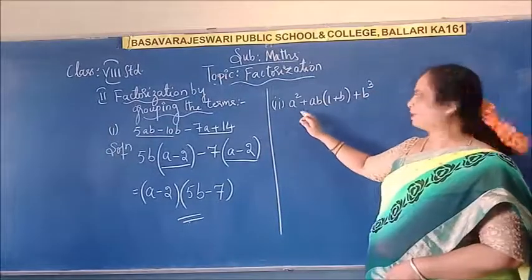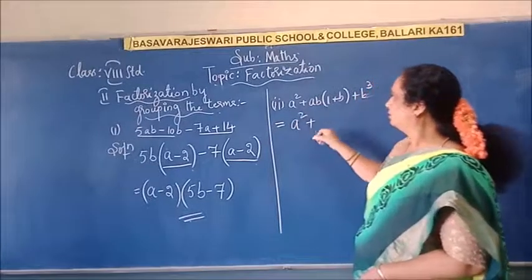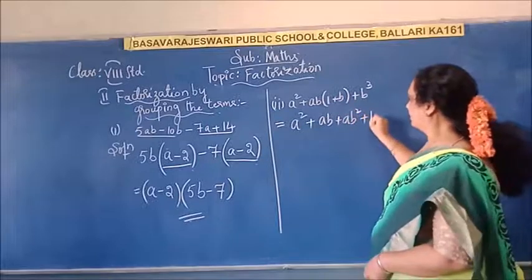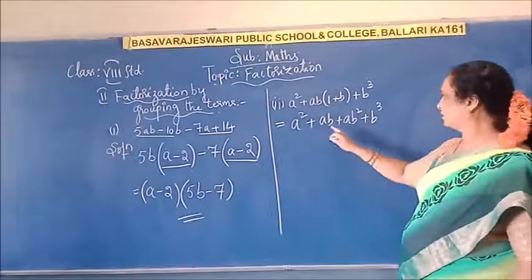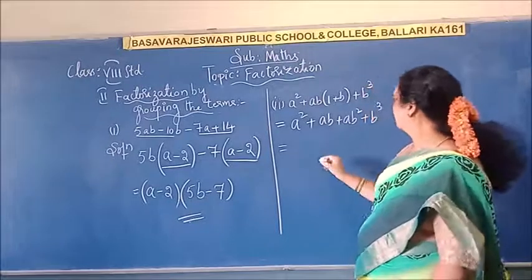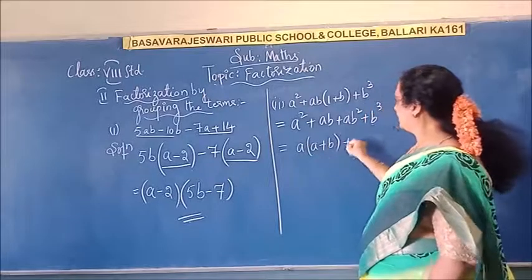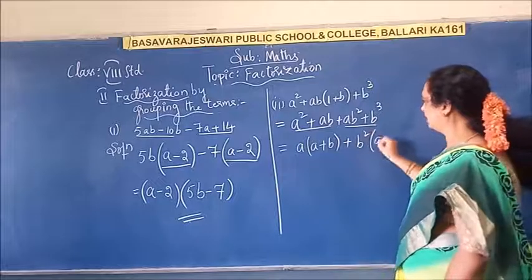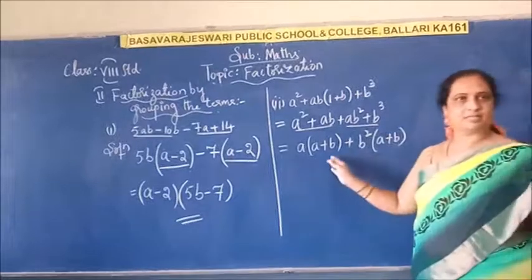So look at this example here. First you open the brackets and write the terms: AB plus AB square plus BQ. Now group the terms in such a way you can resolve it into its factors. Here A is common, so A plus B is remaining. Here B square is common in these two terms. What is remaining here? A plus B.